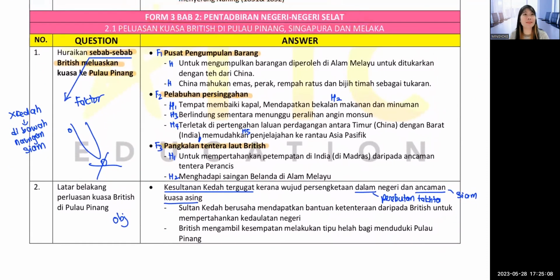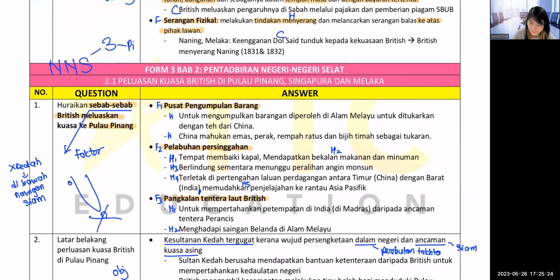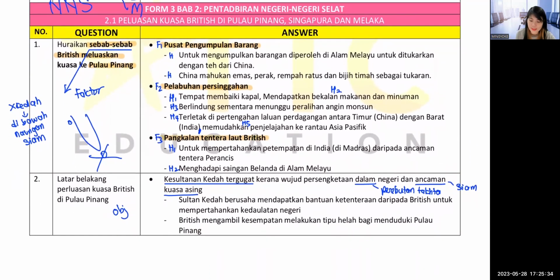Okay, now let's continue on. Move on into our chapter 2 is about pentadbiran negeri-negeri Selat. Guys, negeri-negeri Selat stands for NNS, right? NNS stands for 3 alphabet, right? So it actually stands for 3 negeri. Negeri Pulau Pinang, PP Pulau Pinang, negeri Singapura S, negeri Melaka M. So 3.